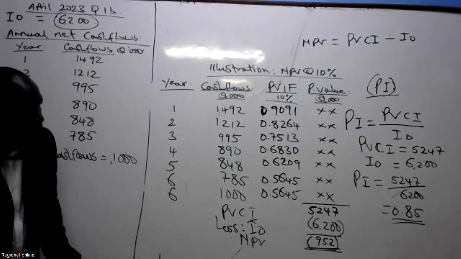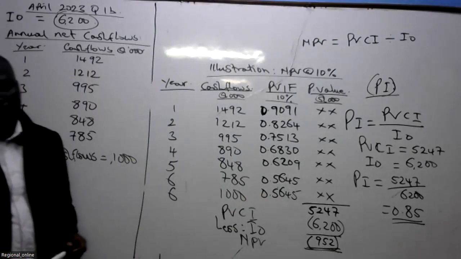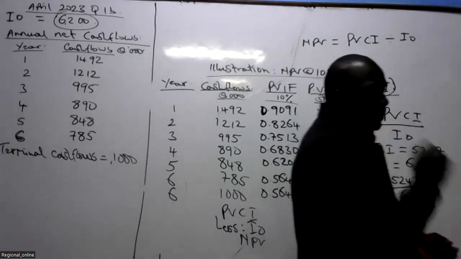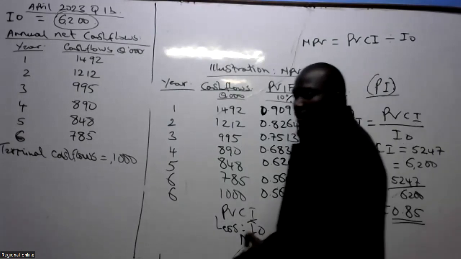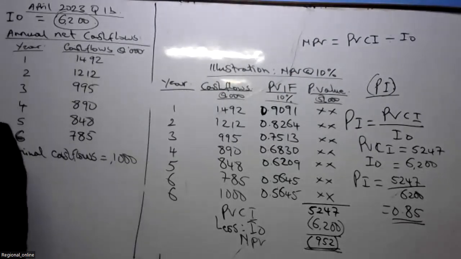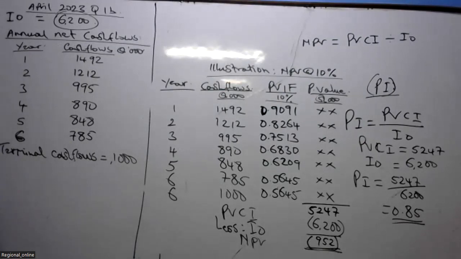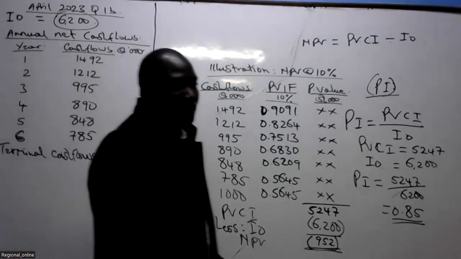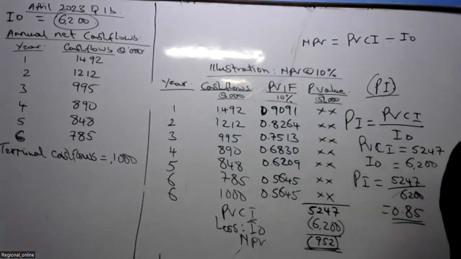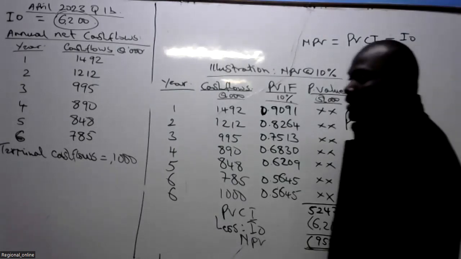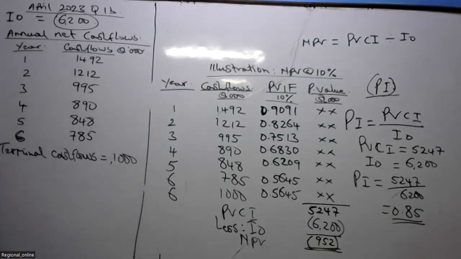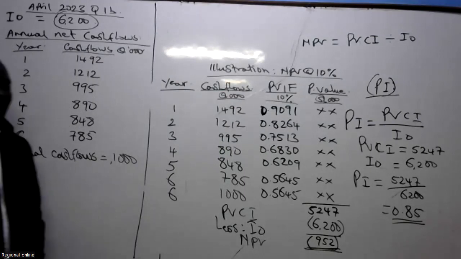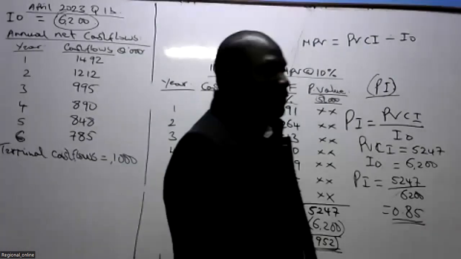So let's talk about the acceptance rule. A project with PI greater than 1 is accepted. We continue by saying its NPV is positive and its IRR is greater than the cost of capital.